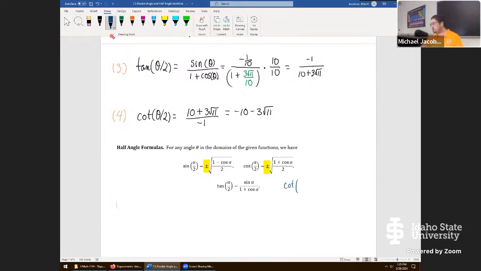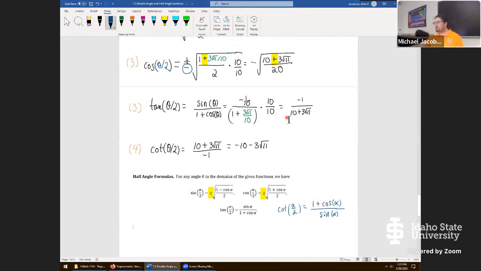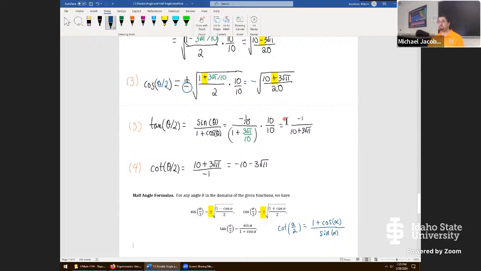Cotangent of alpha over 2 would be 1 plus cosine alpha divided by sine alpha. Well, any questions, folks, on running through these versions here?